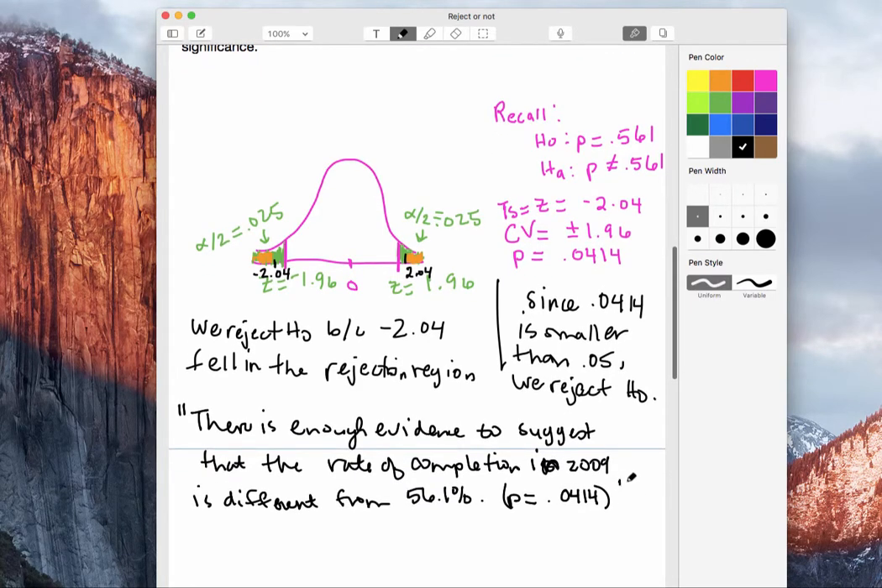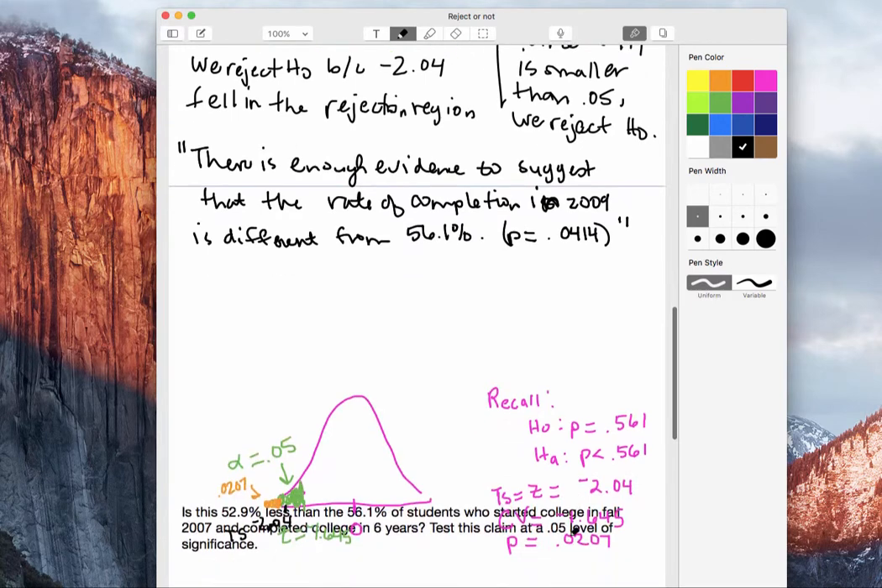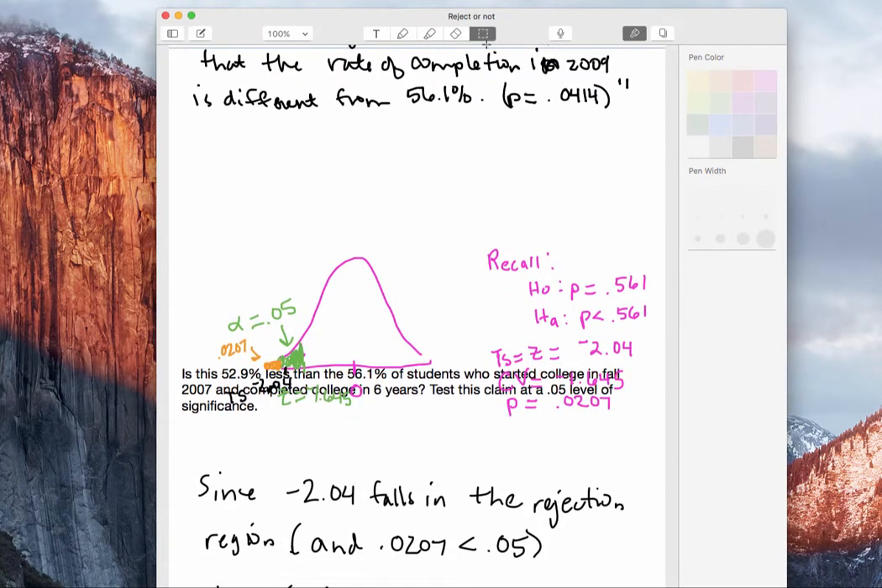Someone might also suggest that you could say that the rate of completion is significantly different from 56.1, just to make it extra clear that it's not just a little bit different.